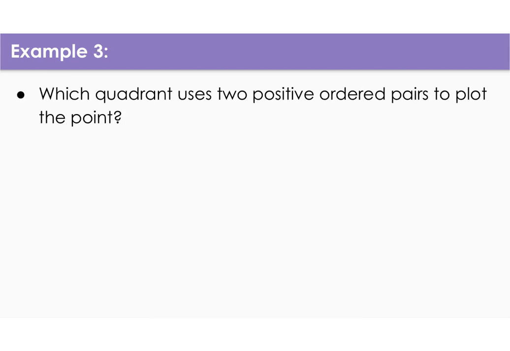So which quadrant uses two positive numbers in the ordered pair to plot a point? That's quadrant 1.